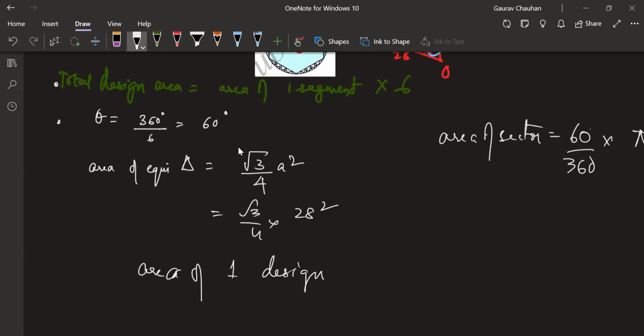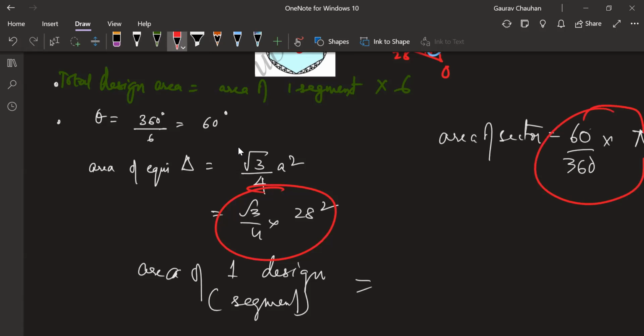One design you will find as area of the segment. That will be equal to this part minus this part. Good with that, and then multiply it by 6 to find the total design area.